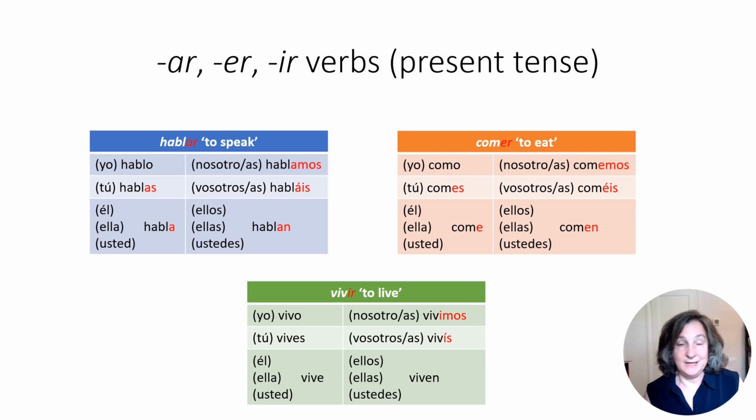Hablar is an AR verb. Here I have conjugations in the present tense also of an ER verb, comer, and an IR verb, vivir. So if you look at comer, you still have the same O ending for yo, and in every other form, the A of AR verbs turns into an E. Going to the IR verbs, vivir, it's going to be the same as the ER, except for nosotros and vosotros, where you see the I. So vivimos, vivís.